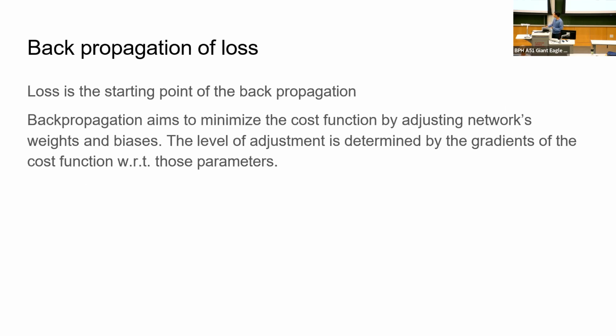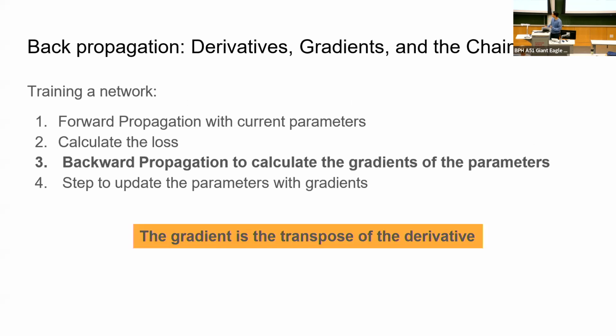Now, the backpropagation of the loss. We can't really do backprop without having the loss, and it's really the starting point. In backprop, we aim to minimize the cost function by adjusting a network's weights and biases, and the level of adjustment is determined by the gradients of the cost function with respect to those parameters. We kind of knew this from before, but let's go a little deeper into it.